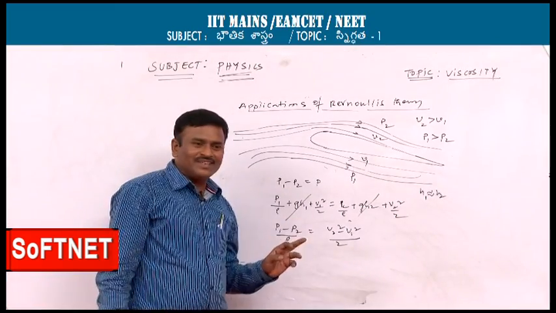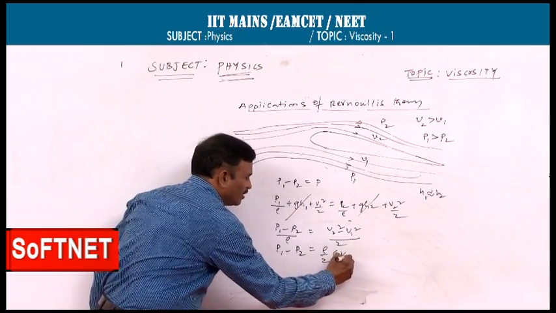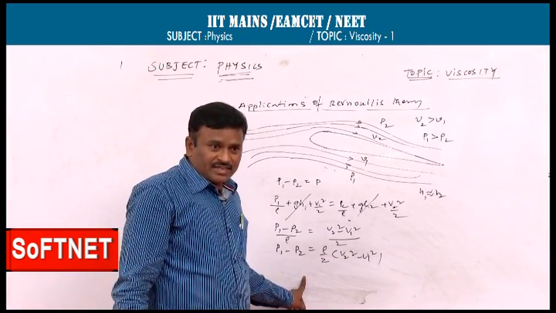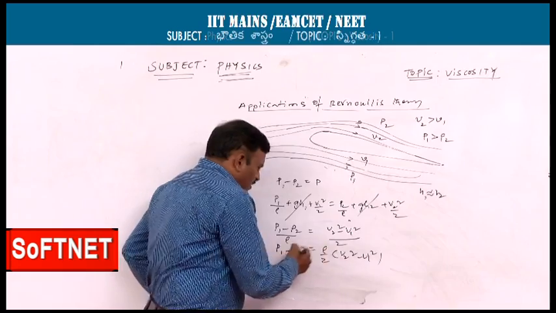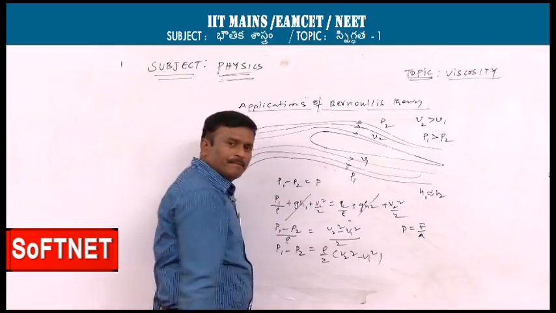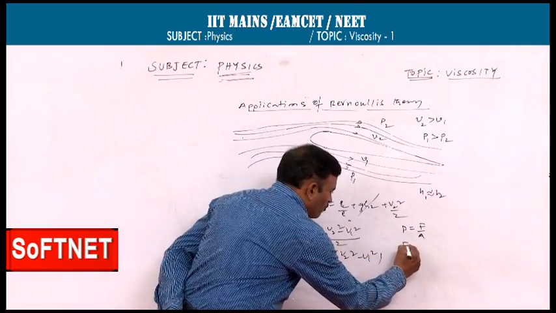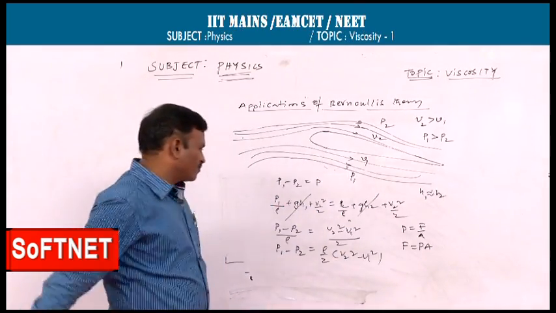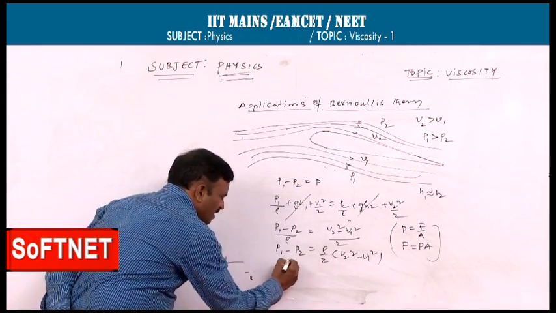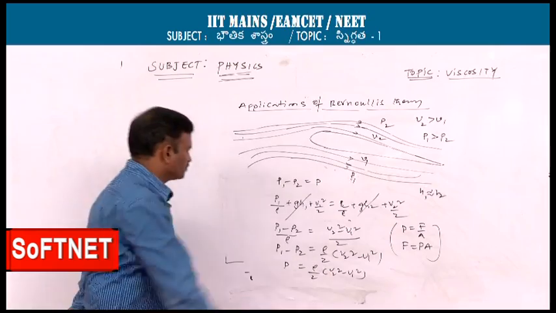Here P1 minus P2 is the pressure difference. P1 minus P2 is equal to rho by 2 into (V2 square minus V1 square). Here P1 minus P2 is the pressure difference across the wing. You might be knowing, pressure is equal to force per unit area, or thrust per unit area. So, force equals pressure into area, as you know. Now we can write the pressure P1 minus P2 as P equal to rho by 2 into (V2 square minus V1 square).